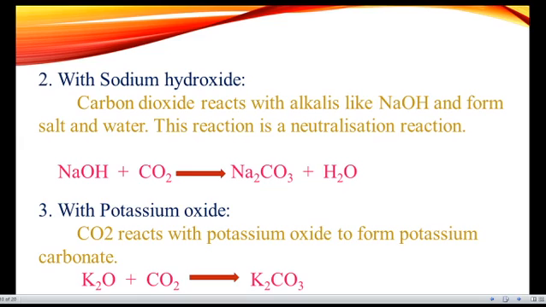Okay children. So next with sodium hydroxide. Carbon dioxide reacts with sodium hydroxide and produces sodium carbonate, which is a salt, and it also liberates water. So that's why the reaction is known as a neutralization reaction, because an acidic gas reacts with a base and produces salt and water. Third one, with potassium oxide. Carbon dioxide reacts with potassium oxide and produces potassium carbonate. Okay. So carbon dioxide with hydroxides and oxides produces carbonates.